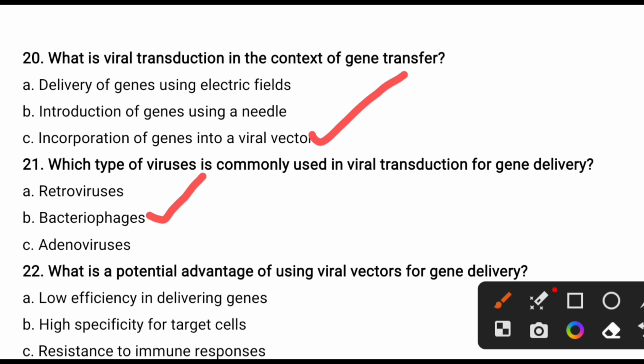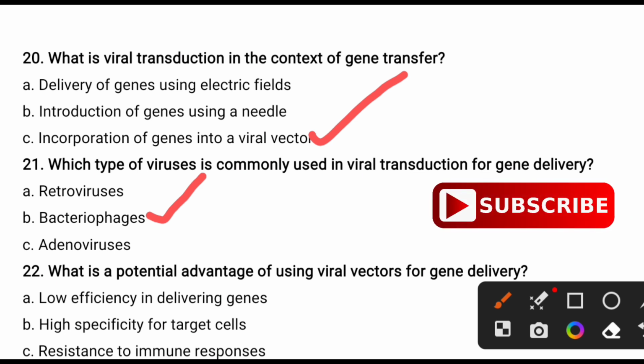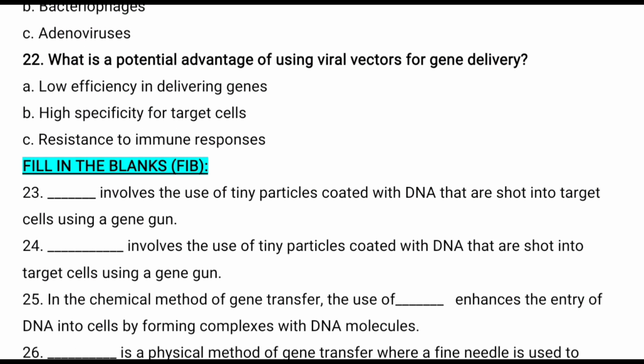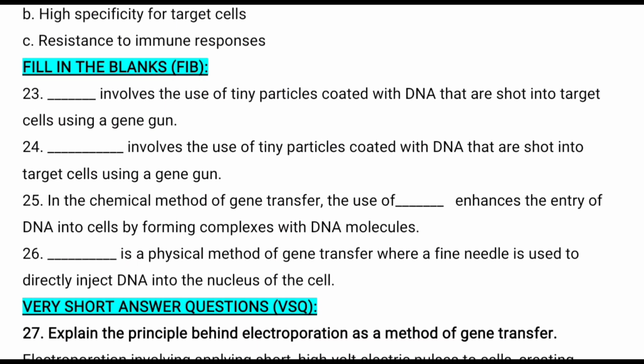What is a potential advantage of using viral vectors for gene delivery? Options are low efficiency in delivering genes, high specificity for target cells, resistance to immune responses. So the correct answer is high specificity for target cells. Let's see the next category of questions, the fill in the blank type. Let's see the first one.